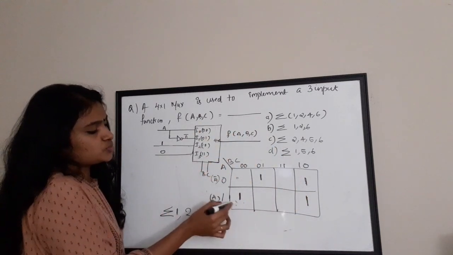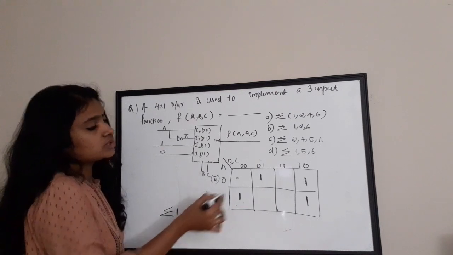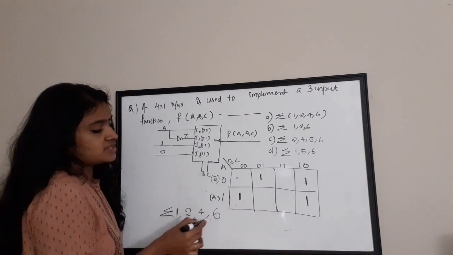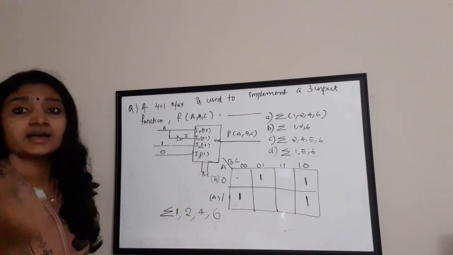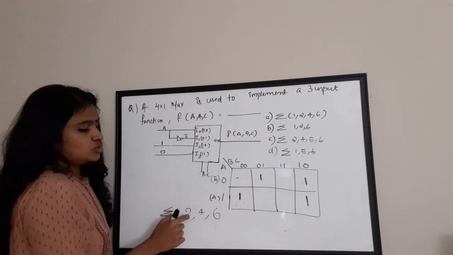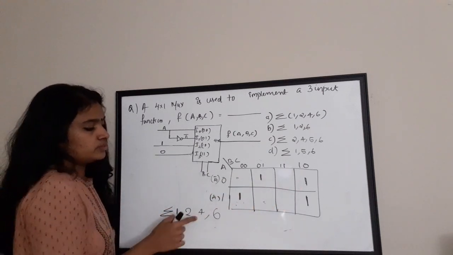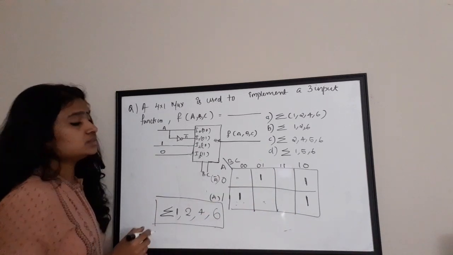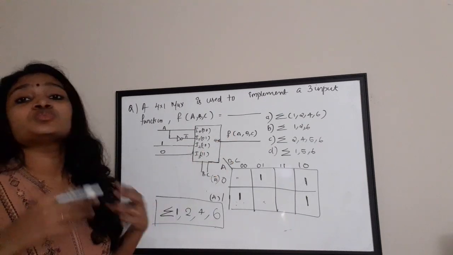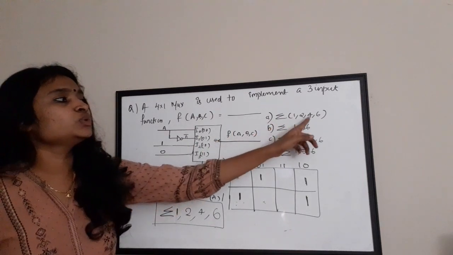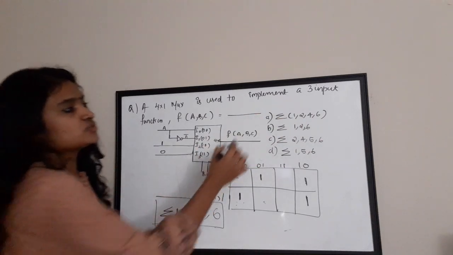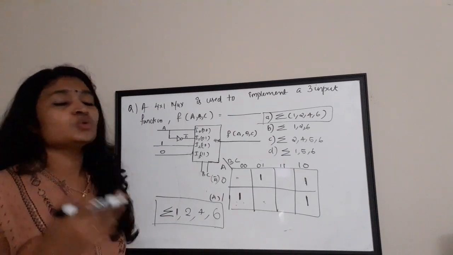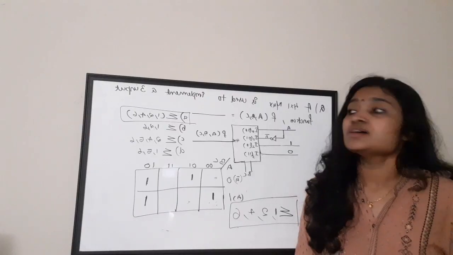Here, this corresponds to 4, 5, 6 and 7, right? So the last one is at 6. So the ones are present at 1, 2, 4 and 6. Okay, so the function f of ABC corresponds to sigma 1, 2, 4 and 6. So the correct answer for this question is option A, which is sigma 1, 2, 4 and 6.